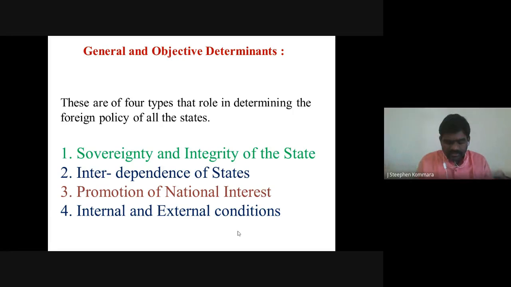So the degree of influence of these factors on foreign policy may vary from country to country. ఒక దేశంతో మరొక దేశానికి ఈ external factors అనేవి influence చేస్తారు. So these are all the general and objective determinants of foreign policy: sovereignty and integrity of the state, interdependence of states, promotion of national interest, and internal and external conditions.